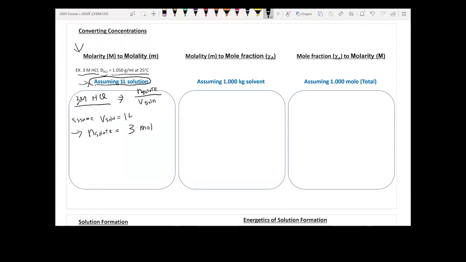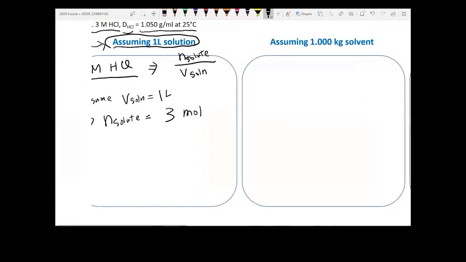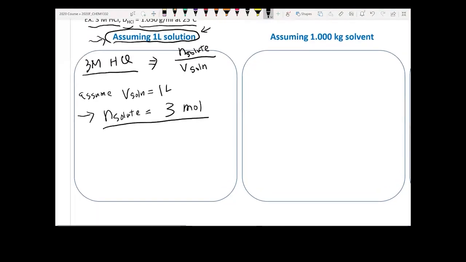So from here, you can easily see that it's very easy to obtain the number of moles of solute if you make the proper assumption. Then you want to convert the molarity to molality, right? So we know the molality is equal to the number of moles of your solute divided by the mass of your solvent. So how do you get the mass of your solvent?